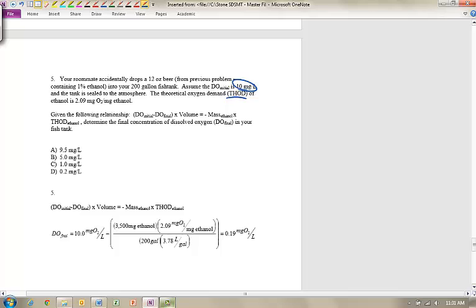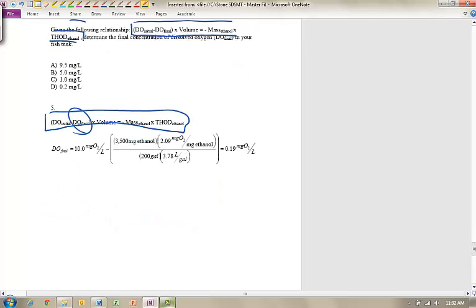The theoretical oxygen demand for this ethanol is 2.09 milligrams of oxygen per milligram of ethanol. So that's how much is consumed given this relationship. This is not in your equation sheet for the FE exam, but you can still use this equation. How much is the final concentration of dissolved oxygen in your fish tank based upon the theoretical oxygen demand of ethanol? So we've got this relationship that's provided from the problem statement, and we need to calculate the DO final inside of this problem.